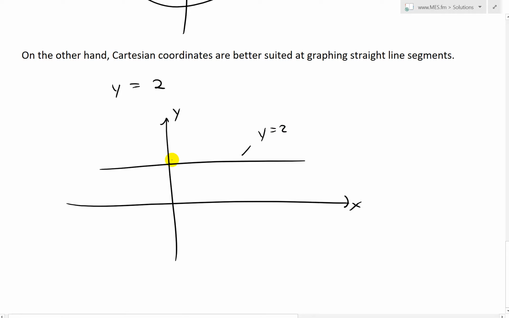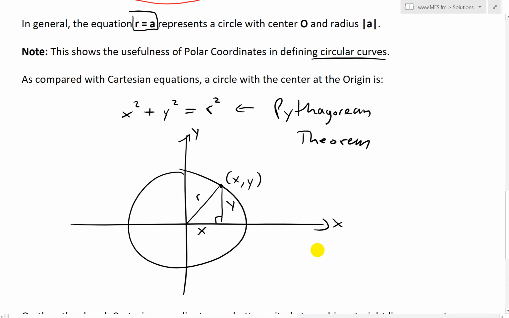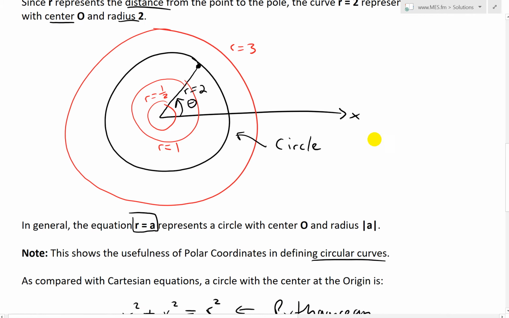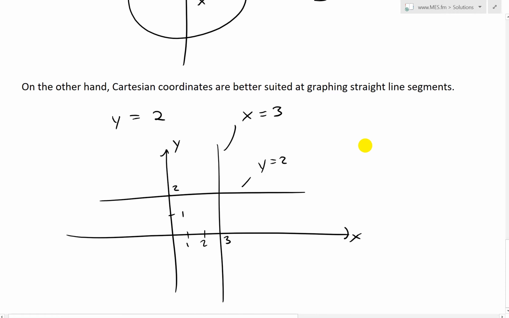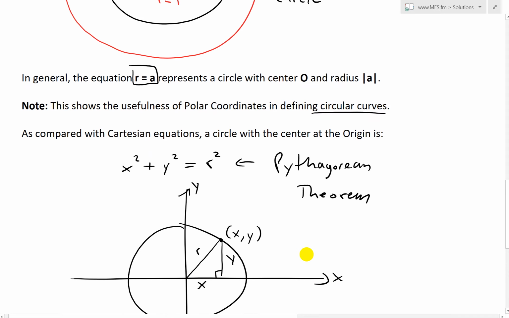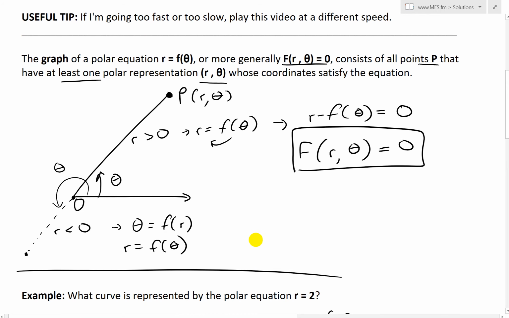If this point here is 2, this is 1, 2, etc. And likewise, you could also graph vertical ones like this. If this line right here is x equals 3, for example, this is 3, 2, 1, etc. So just a constant is a straight line, but a constant equation like this for polar coordinates is a circle. That's how you could understand the different coordinate systems. Cartesian is the xy perpendicular linear type of coordinate system, and polar is the circular one. In later videos, I'll show how to graph straight lines using it.